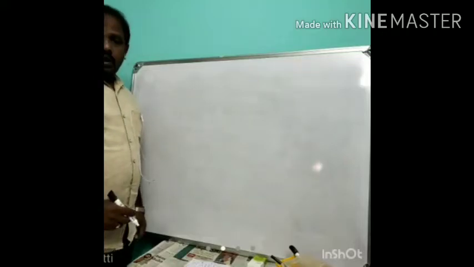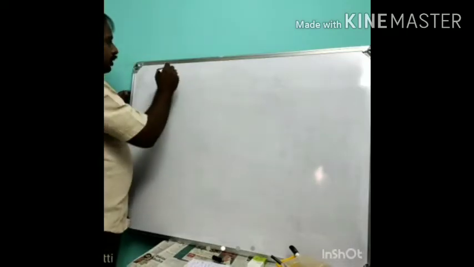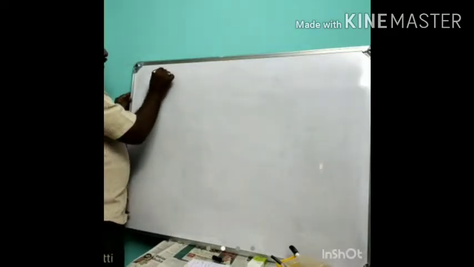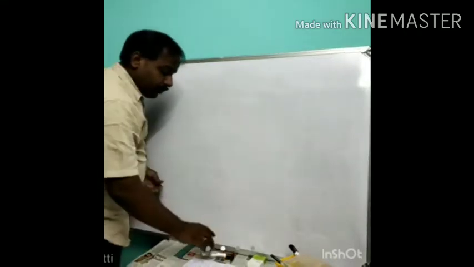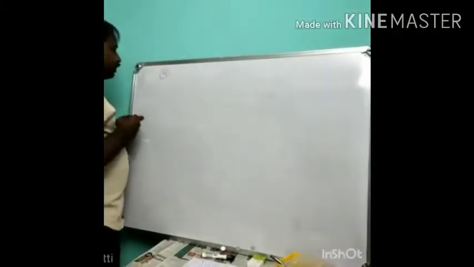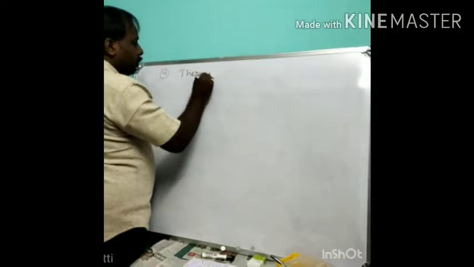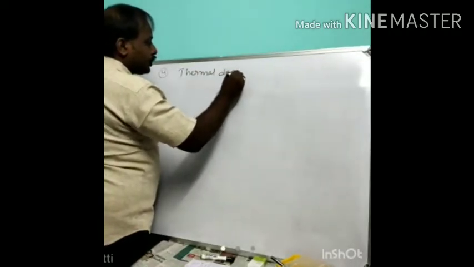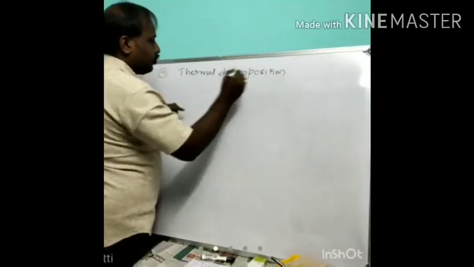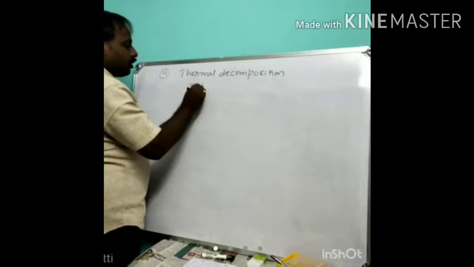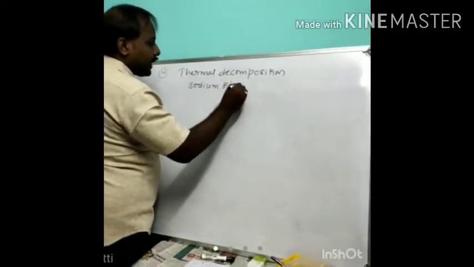Dinitrogen. So the next method, and it is a very, very important method, is the preparation of dinitrogen by thermal decomposition of sodium or barium azide.